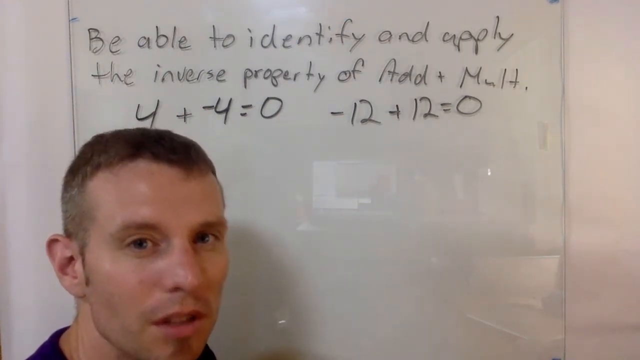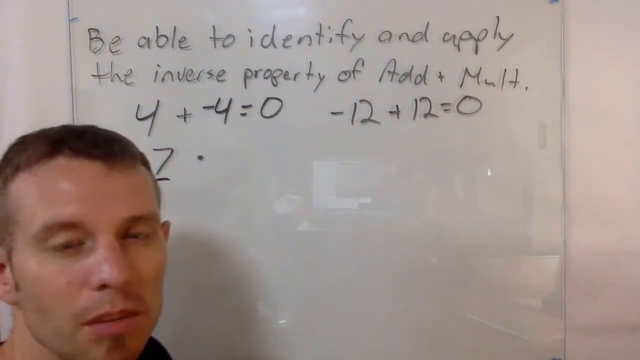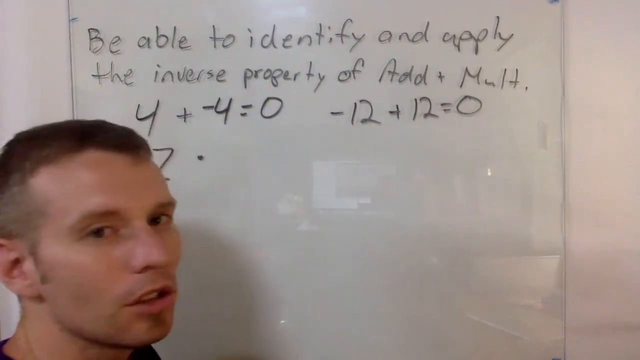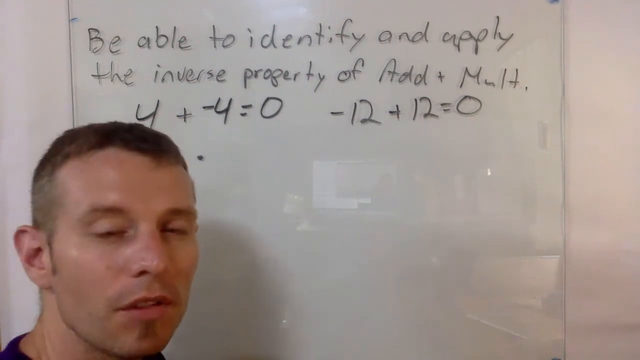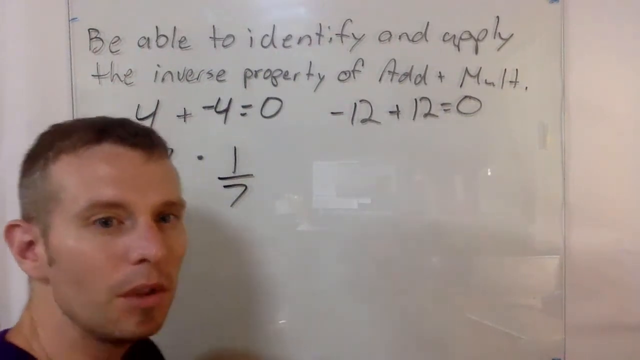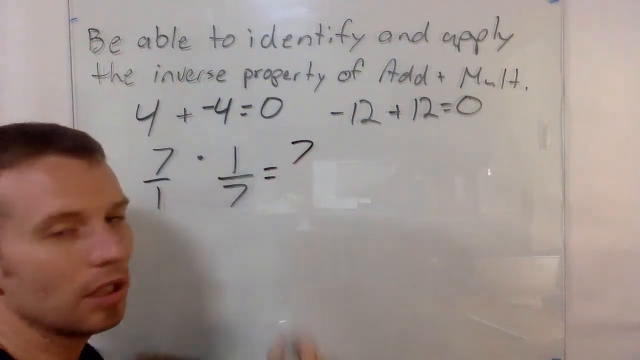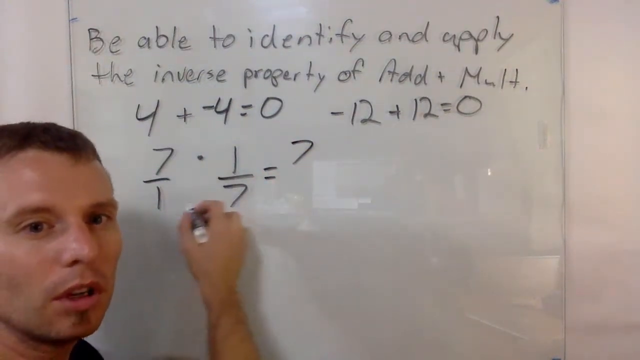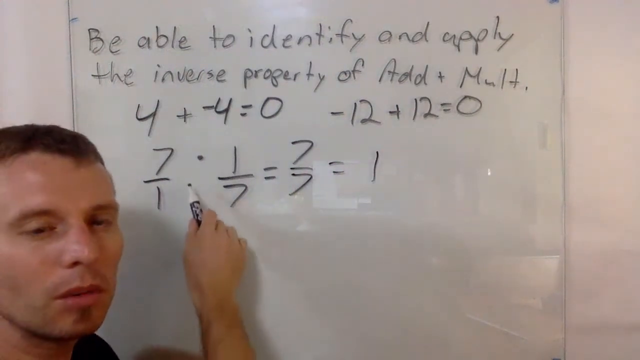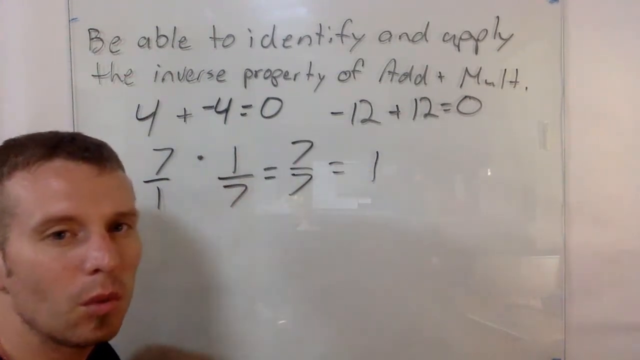So we know that 7 as a fraction is 7 over 1. The reciprocal is just you change the numerator and the denominator. So the reciprocal of 7, or 7 over 1, is 1 over 7. And we can see how when we multiply 7 times 1, we get 7, and we multiply 1 times 7, we get 7, and then our final answer is 1. So in a sense, what can we multiply times 7 to get to 1? Well, it's going to be 1/7.